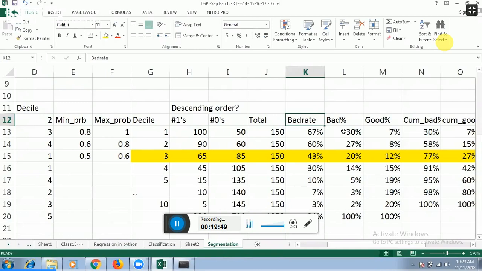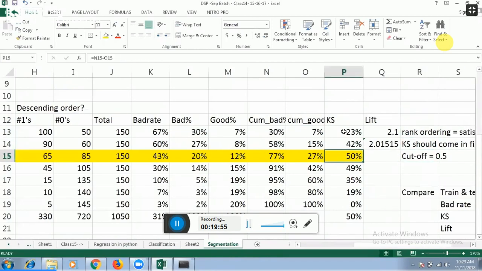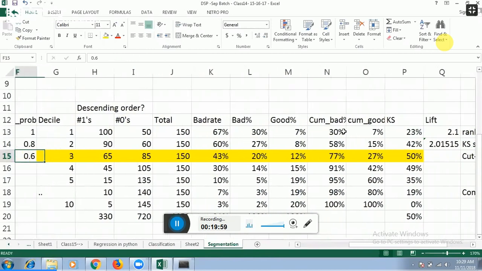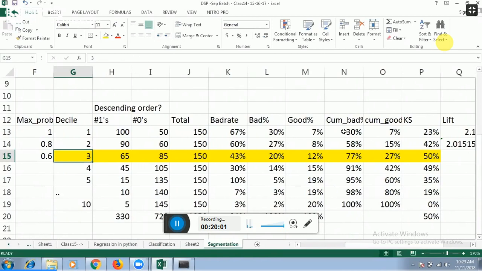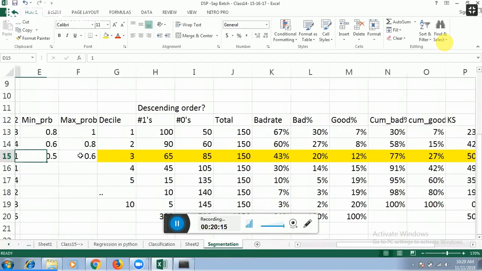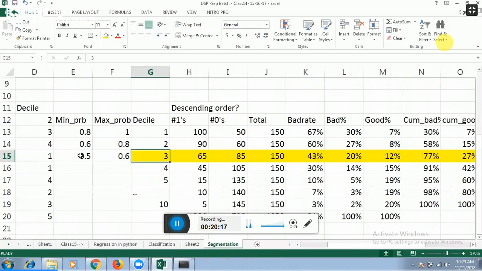So why are you considering 0.5? Why are you taking the minimum probability? Should not it be 0.6? Because basically what I'm saying is, if 3 and above, I'm saying that the bad customers, and 4 to 10, I'm calling as good customers. And when will I get 3 and above? If I take the cutoff as 0.5 and above, then only I will get the 3 and above customers.